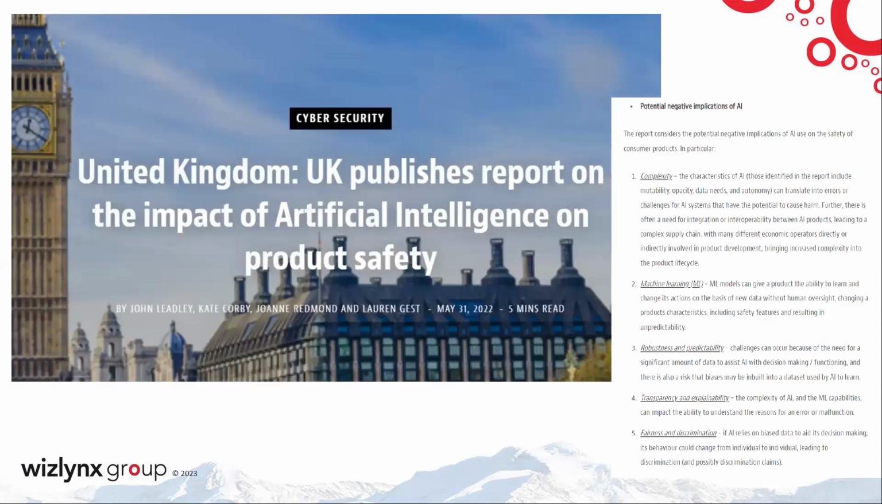This is one of the news items I would like to share. The UK published a report on the impact of AI on product safety. If we look in here, the potential negative impact of AI could come from the complexity, which I just mentioned, and also the machine learning. Machine learning models vary with different kinds of things. There are different approaches to machine learning, and also robustness, transparency, and fairness and discrimination. All these things affect the AI's effectiveness, usefulness, and whether it is giving the correct answers.